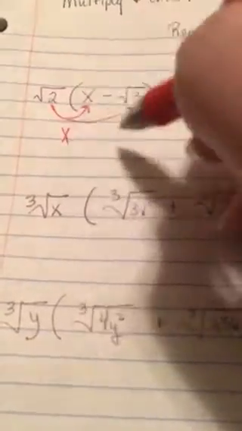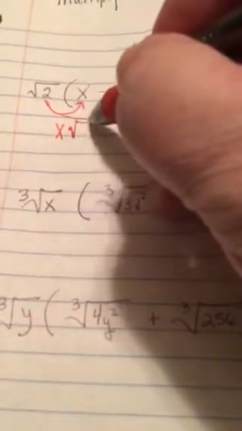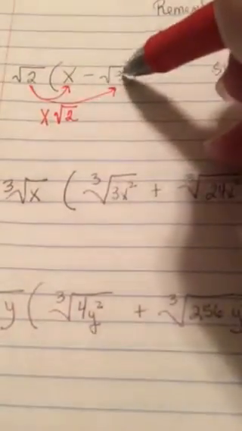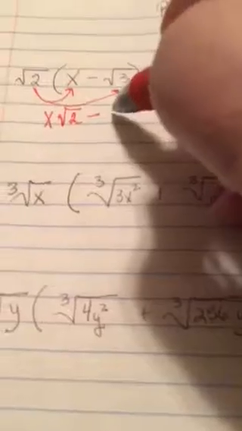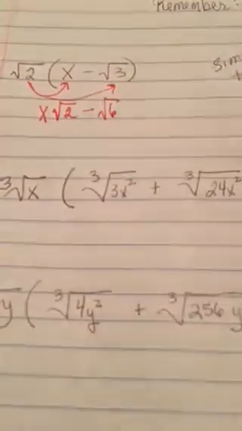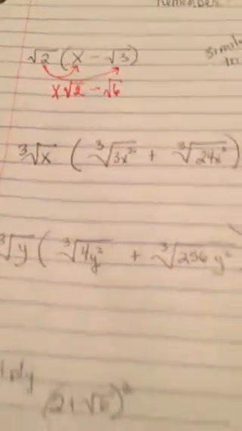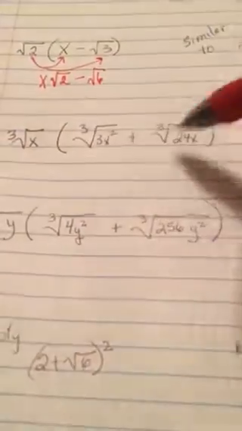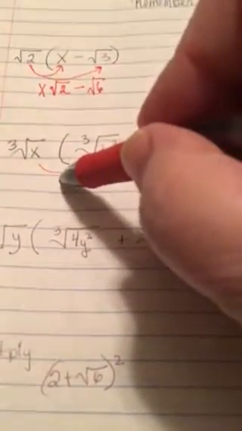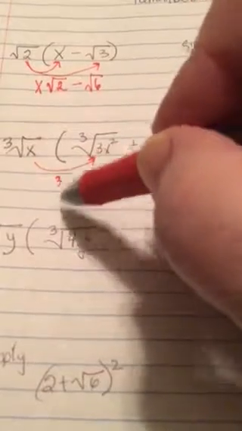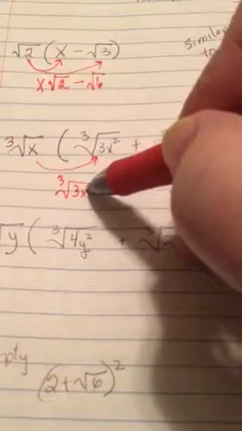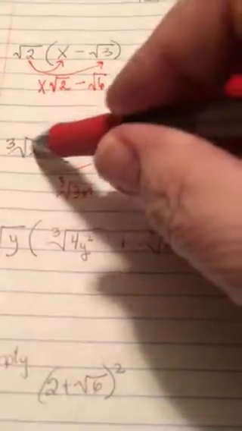So the x goes on the outside to show that it's being multiplied on the square root of 2. And since these are both radicals, we can say 2 times 3, and so we'll have the square root of 6 here. And that's it. So moving on, let's do some more of that distributive property. If I multiply here, I get the cube root of 3x to the 3rd power, because there's 2 x's here and 1 x there.